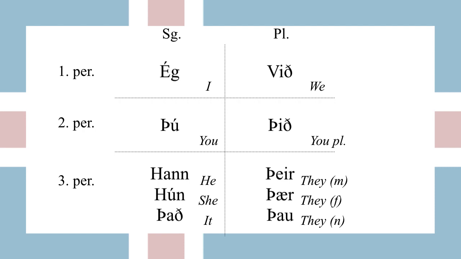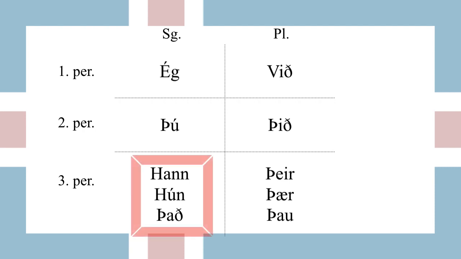Now I'd like to add a couple notes about these. The first is that hann, hún, and það, while in English we may correspond these with he, she, and it, in Icelandic they can all mean it. And the reason for that is because every noun in Icelandic has a gender. So if the noun that you're replacing is a masculine noun, then you're going to use hann to replace it.